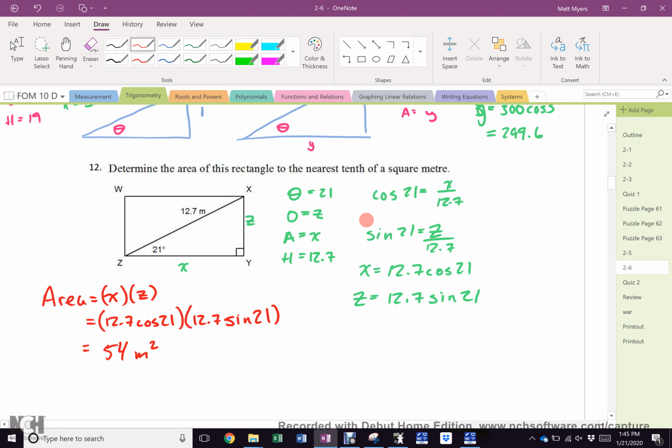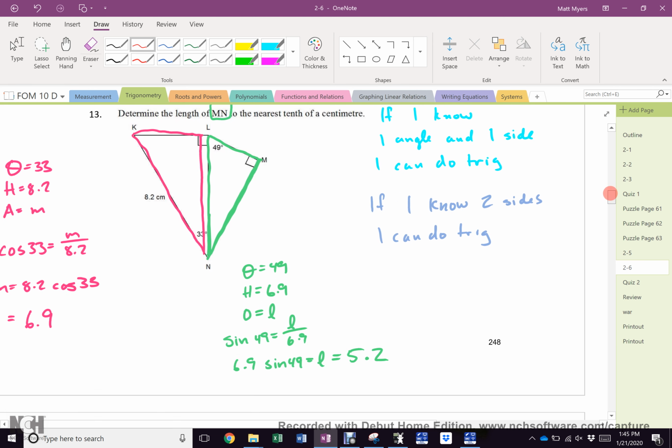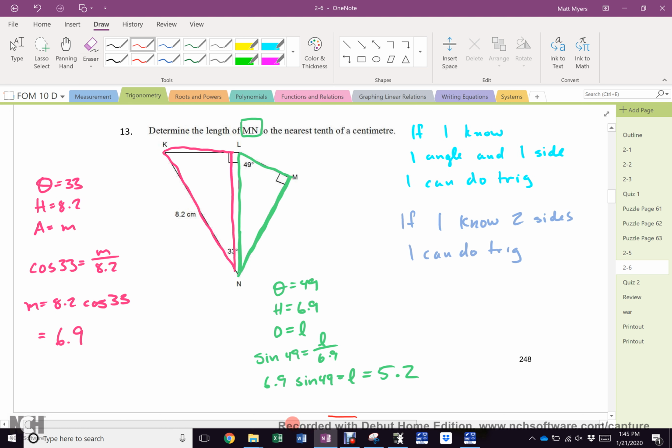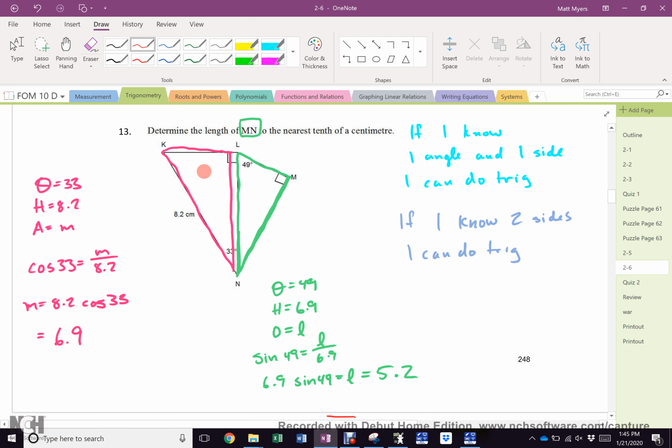Nobody should have had trouble with 12. I found X and Z. I found the two numbers. I found them to be this. And then I go to my calculator at the last minute. I don't go to my calculator in the middle. 13. You had to use the pink triangle to get the hypotenuse of the green triangle so you could find this side of the green triangle. And there's the answer.